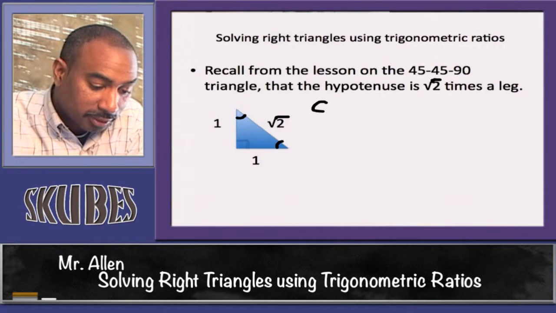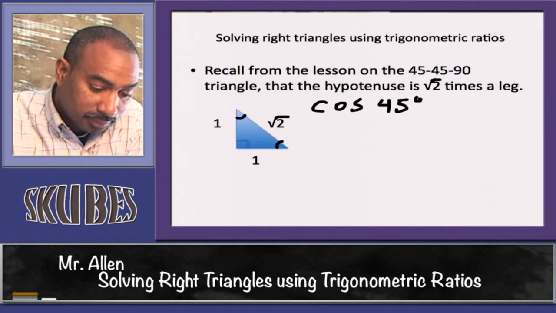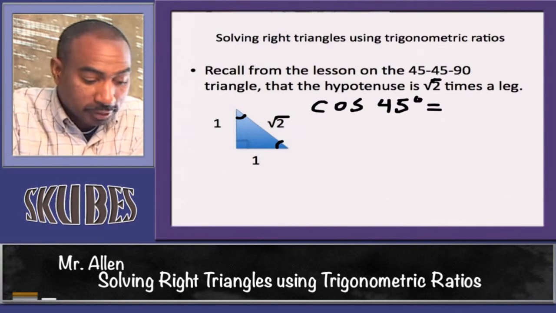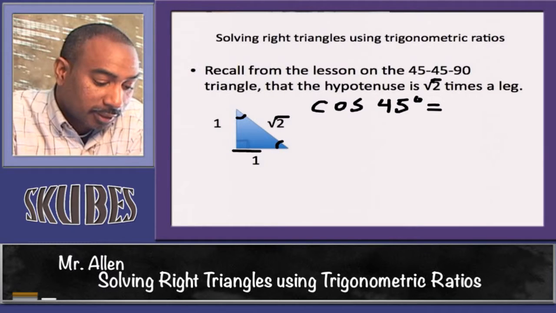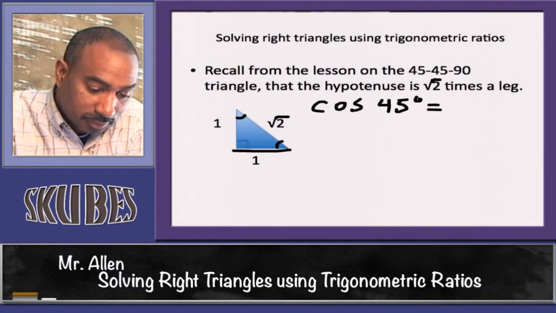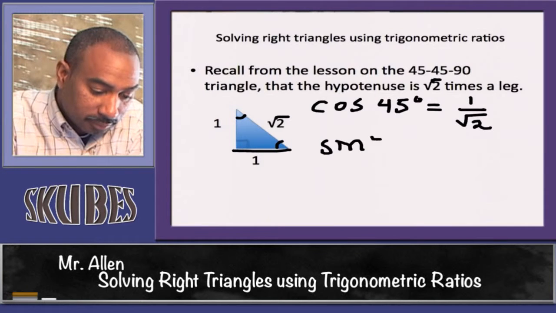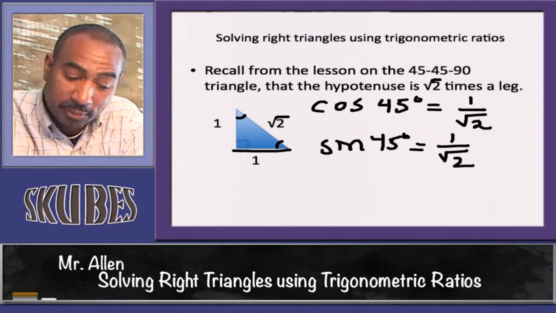So if I want to know what the cosine of 45 degrees was, let's say both these angles are 45, so it doesn't matter which direction in this case. But let's say I'm starting down here. That's going to be adjacent over the hypotenuse. And for sine, it's going to be the opposite over hypotenuse. So they're going to have the same value.